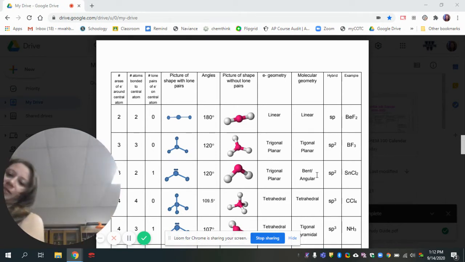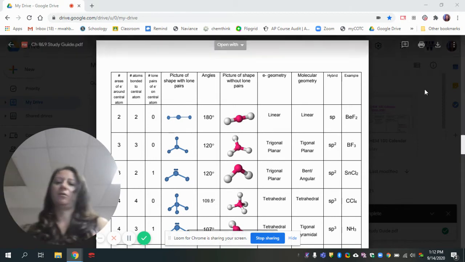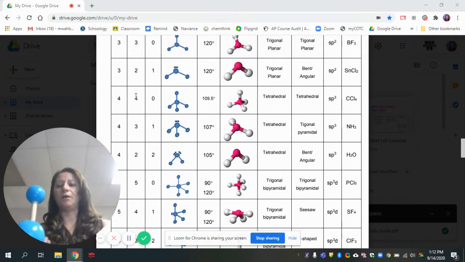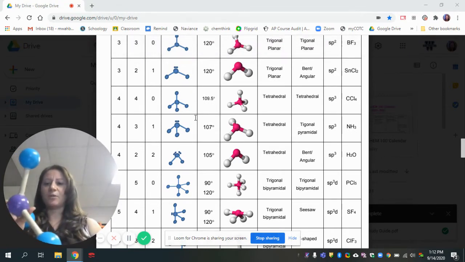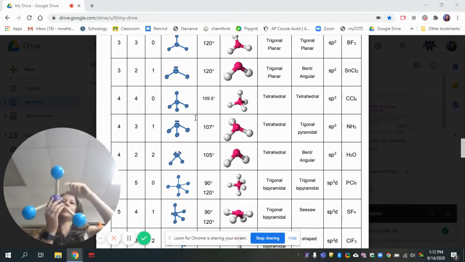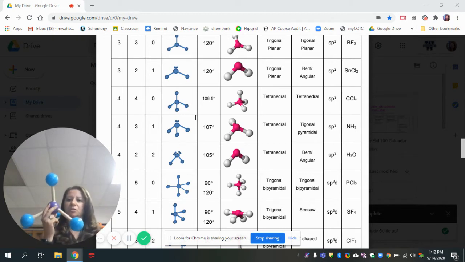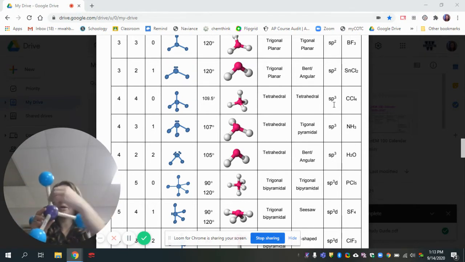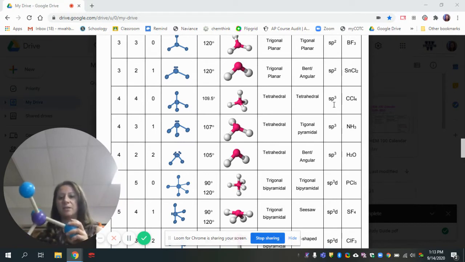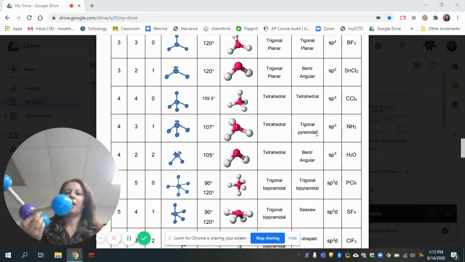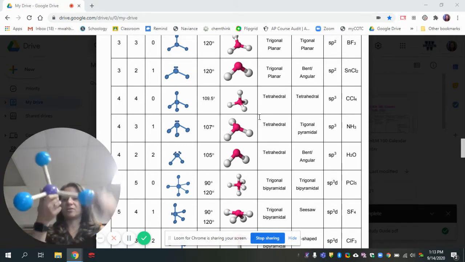Okay, let's look at 4 areas of electrons. So if you have 4 areas of electrons, then you put them as far away from each other as possible. And so it looks like this. And the bond angle here is 109.5 degrees, just a little bit over 90 degrees. If you look at the hybridization, it's going to be an sp3 because you have 4 areas of electrons. So 4 orbitals need to mix, 1 s and 3 p's to make 4 altogether. And the shape that this makes is called tetrahedral.